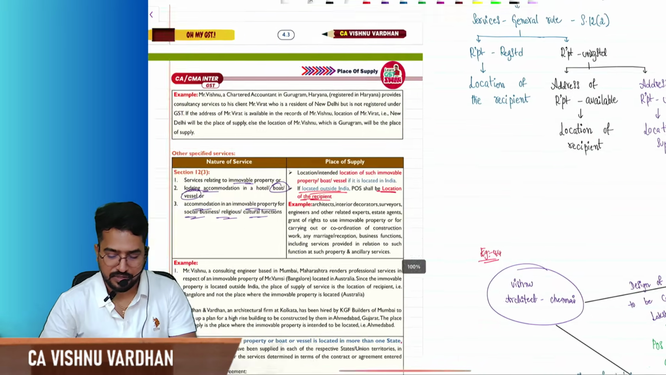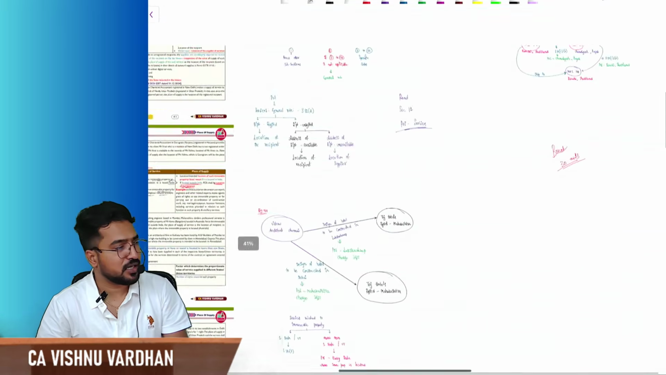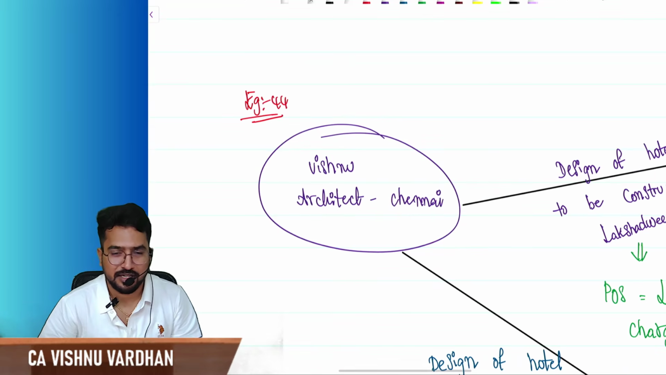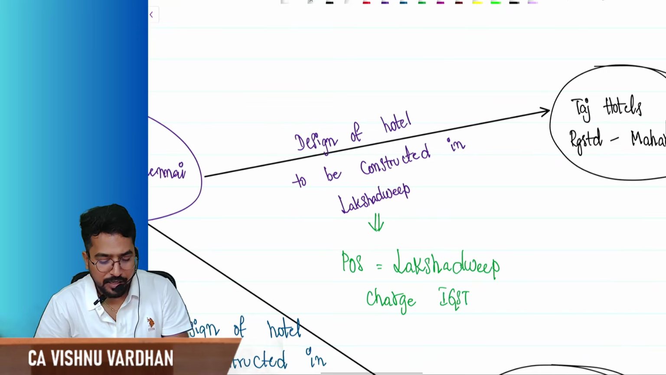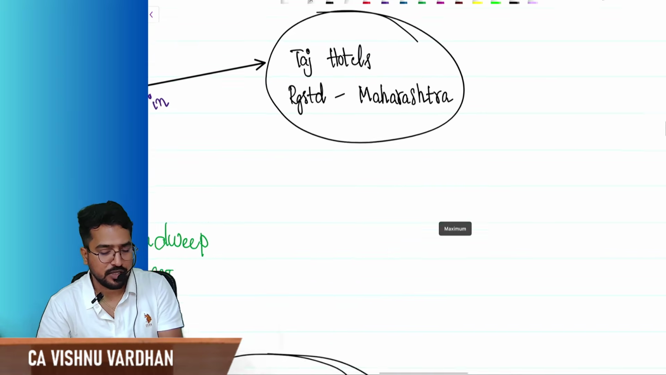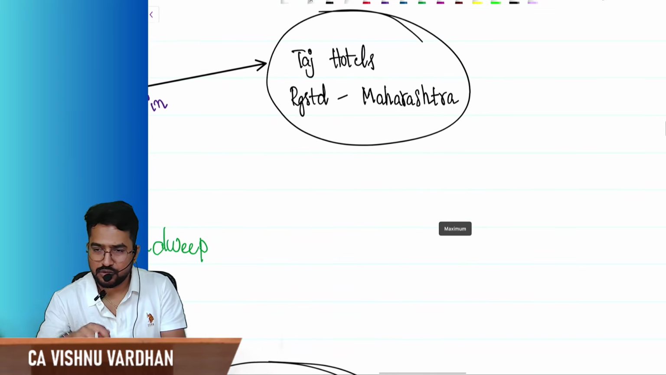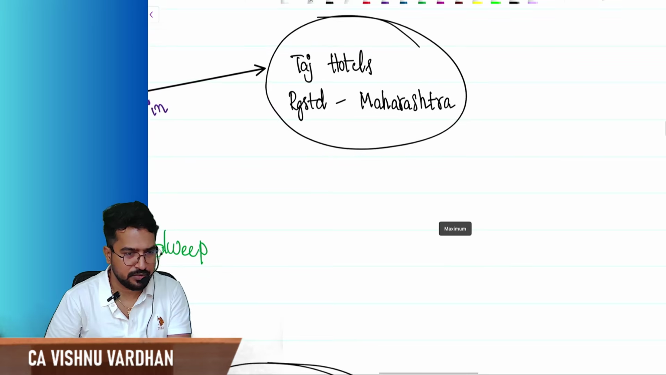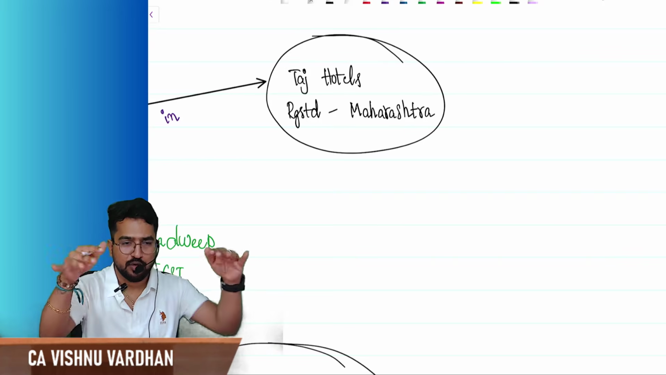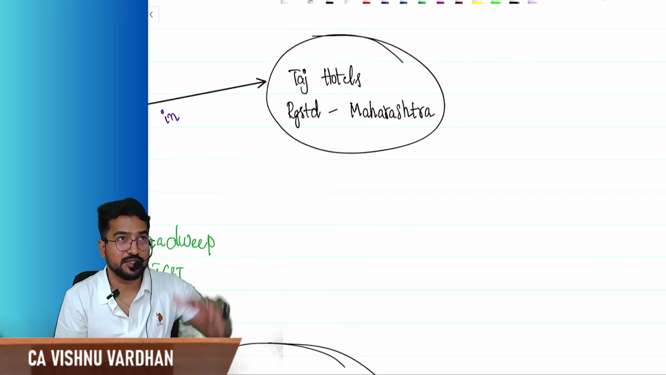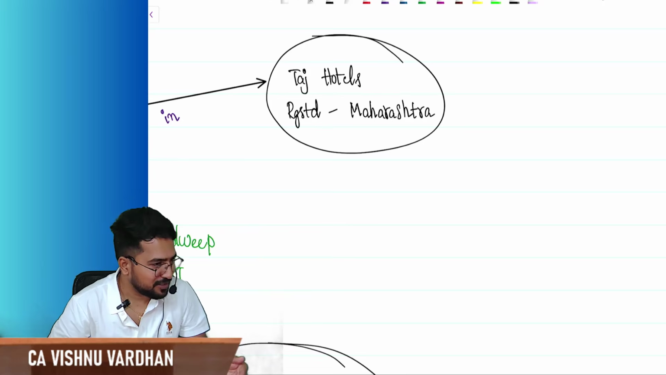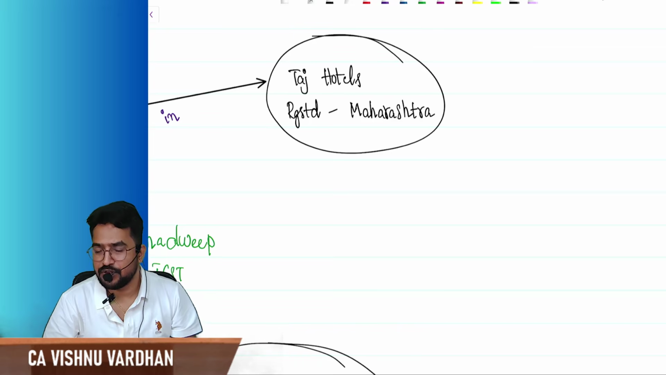Now look at this. For example, I am acting as an architect. I am from Chennai. I am designing a hotel to be constructed in Lakshadweep for Taj Hotels. Taj Hotels wants to construct a hotel in Lakshadweep and they are asking me for a plan. I am giving a plan: a lotus-shaped hotel on the waters. You see the aerial view; it will look like a lotus. We are designing and giving it for 5 crore rupees. What is the place of supply?